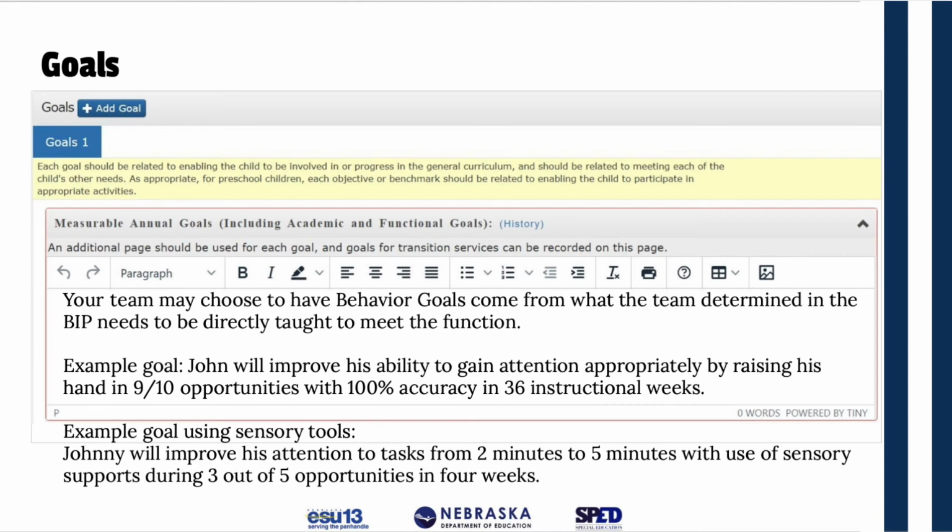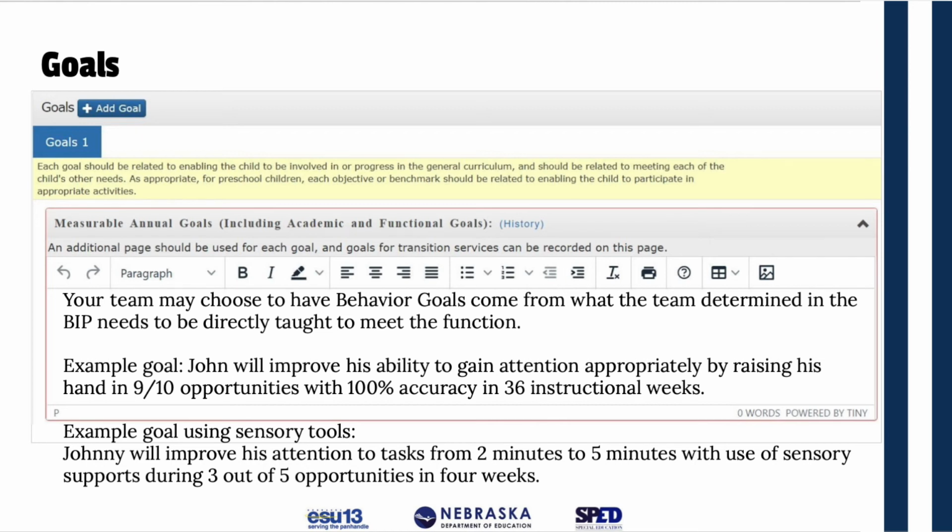The non-example goal would be that Johnny will decrease his blurting out from 5 times a day to 2 times a day. That would not be actual training that we're going to do. The training that we want to do, the goal we want to increase more of, is his gaining attention appropriately by raising his hand. So make sure that we are using goals that we want to see more of.